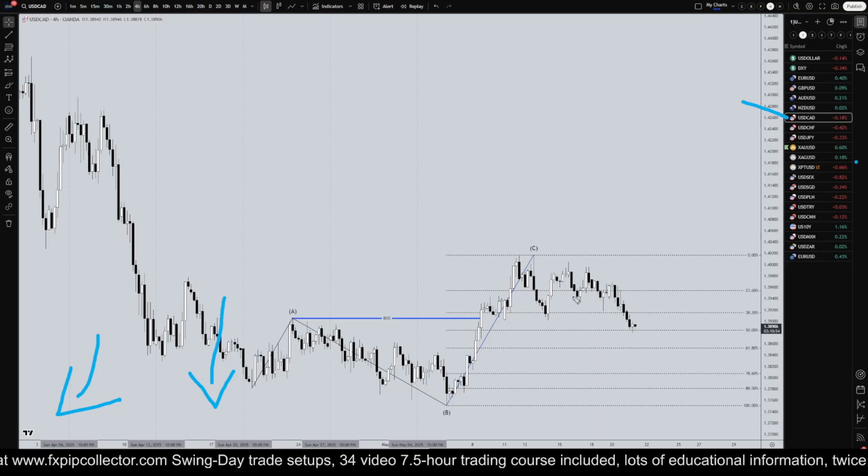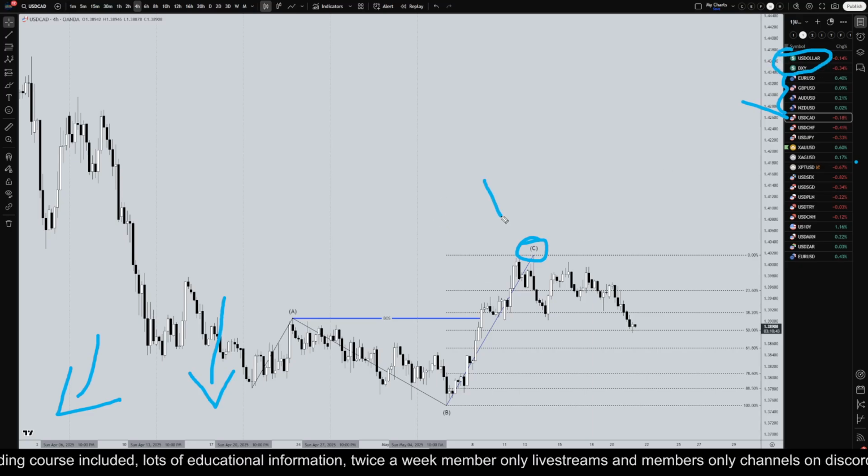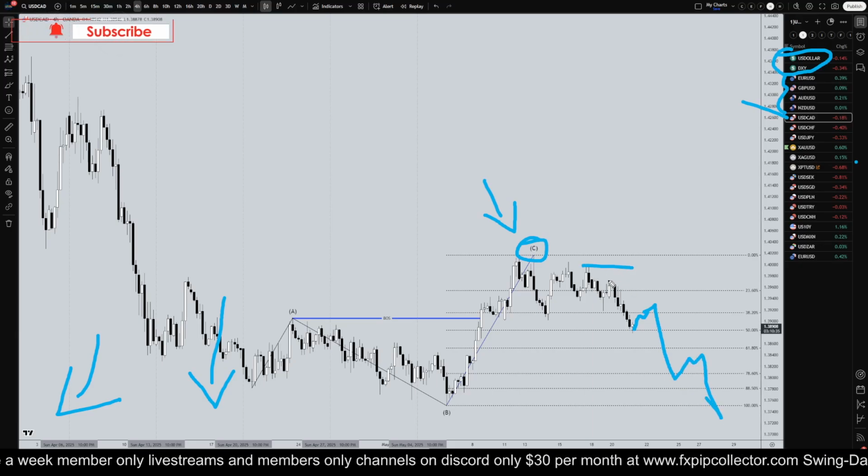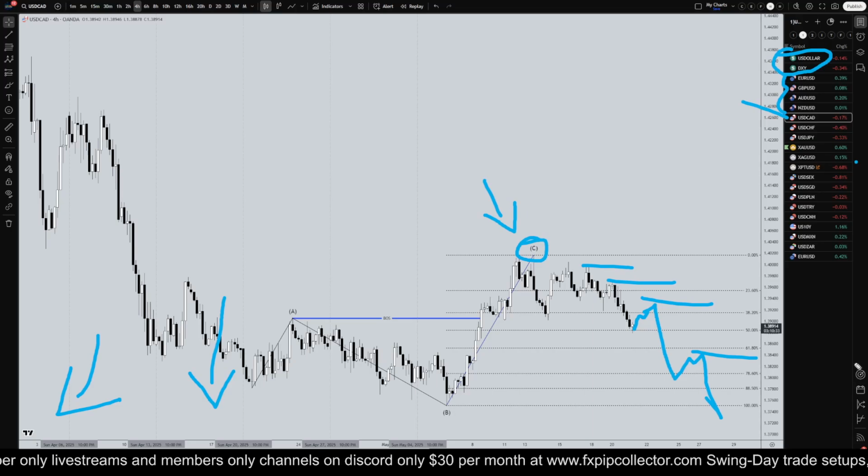So, anyways, if you've been following along with my videos, I've been saying that there's a good chance this is the end of a pullback. And for me, it's mostly because of the correlated dollar pairs, especially the US dollar index, that I think this right here could be the end of a pullback. And if it is, it could make a move up, but it more than likely will continue to make lower highs, lower highs, lower highs, and lower highs.